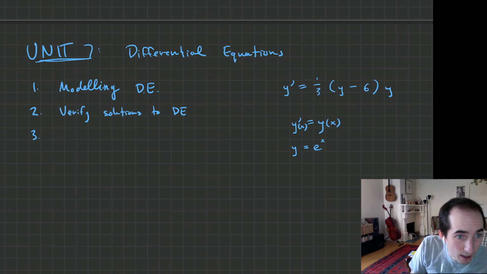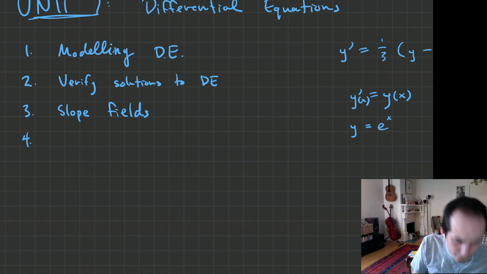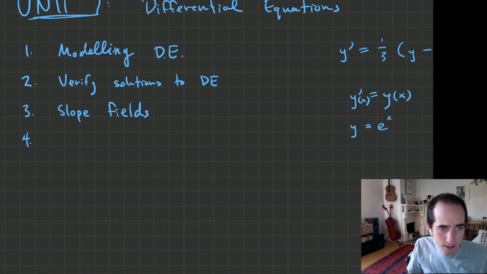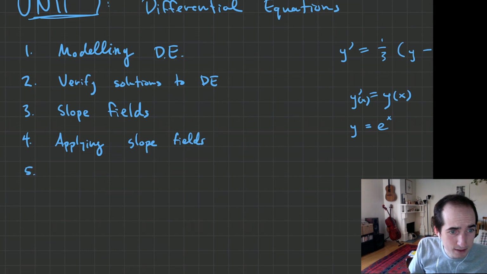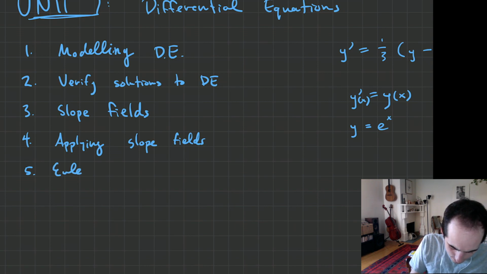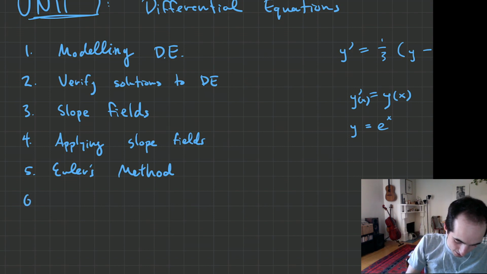Okay, next up, number 3 is slope fields. Everyone's favorite part about DEs, slope fields. Number 4 is reasoning using slope fields, so I'll write applying slope fields. Okay, number 5 is Euler's method. I remember a lot of pain went into Euler's method when we were first learning it.